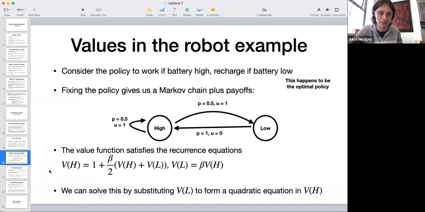I haven't actually written down the solution because it's a little bit tedious, but you can see we can substitute this for VL in this equation, and that's going to give us, after rearranging a bit, a quadratic equation in VH, which we can just solve. So that's the way that you can calculate the value function of a policy just by kind of pure algebra.